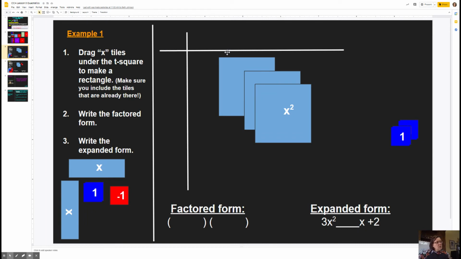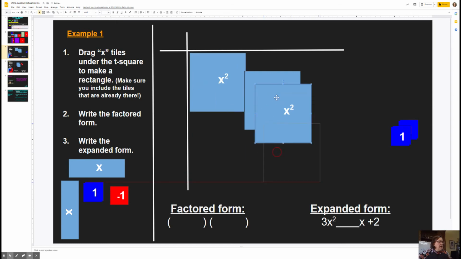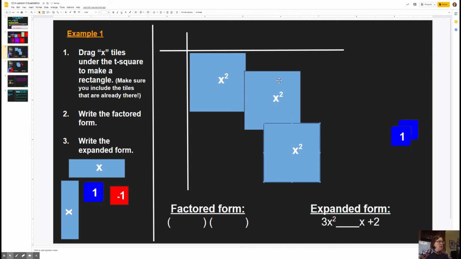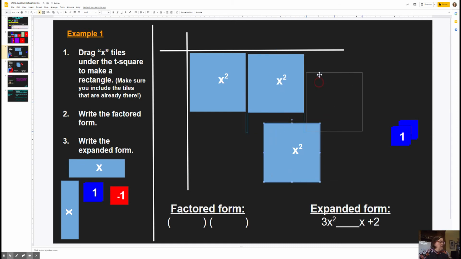So you're going to use this little T-square thing. I don't really know what to call it, but you're going to drag the X tiles under the T-square to make a rectangle. Now, I've got a pile of X squareds, and I've got a pile of 1s. And then we're going to use this additional pile right here and drag them underneath to make our complete rectangle. So for some of these, you might have to play around with where they're going to go, but I'm just going to drag this tile. Whoops. I'm going to drag that tile up, and I'm going to do this.